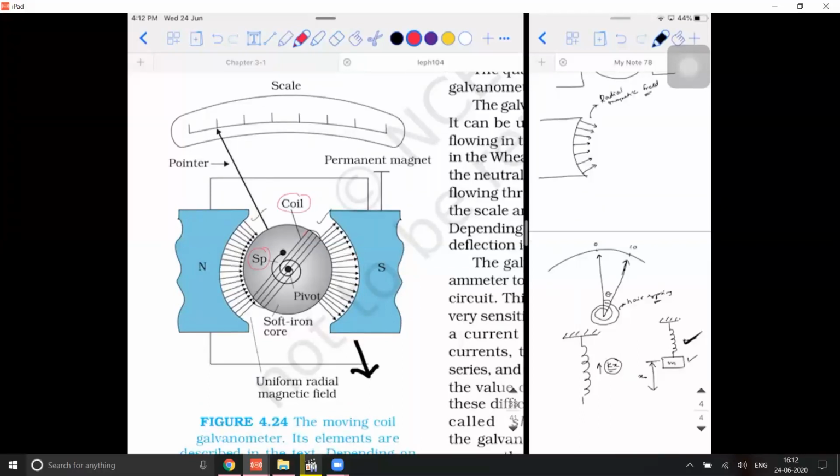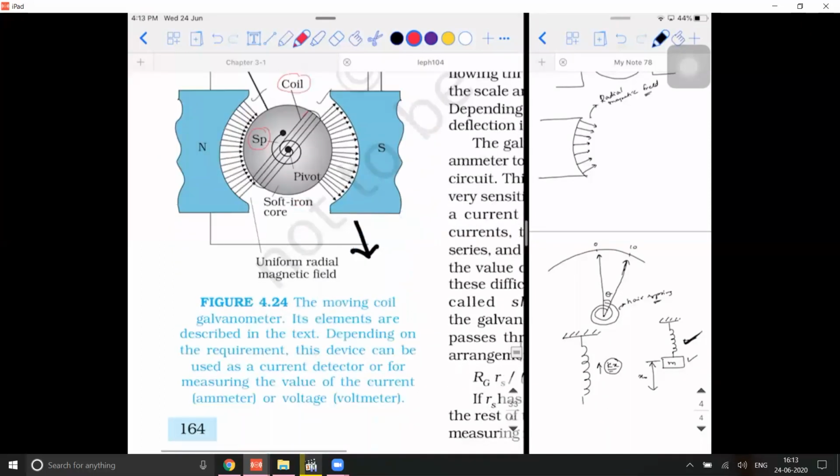So this is a schematic diagram. It is not the exact diagram, and that is not expected. This is the principle and the simplest diagram by which we can understand how a galvanometer works. Obviously this is a pointer, this is the scale, and you have a permanent magnet. Due to the permanent magnet, a uniform radial magnetic field is generated.